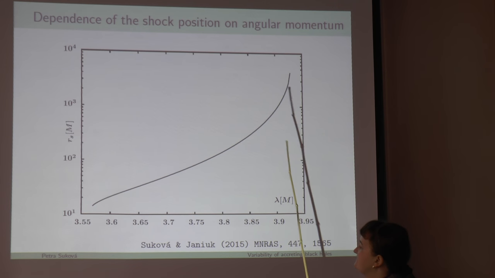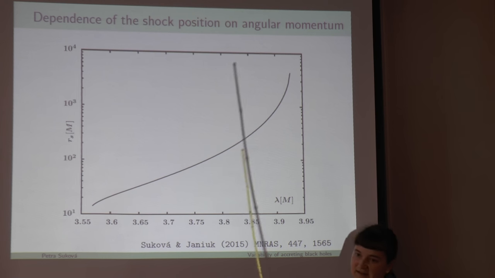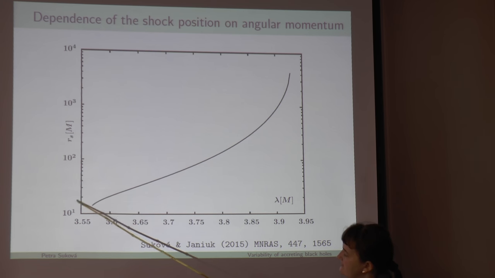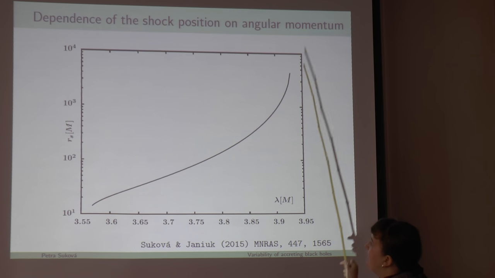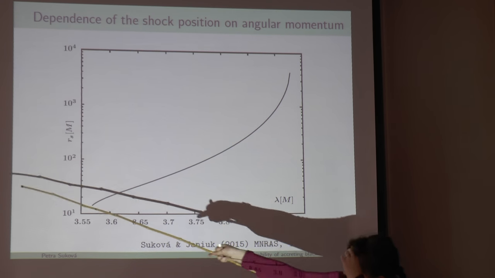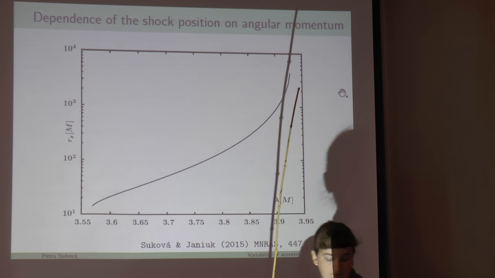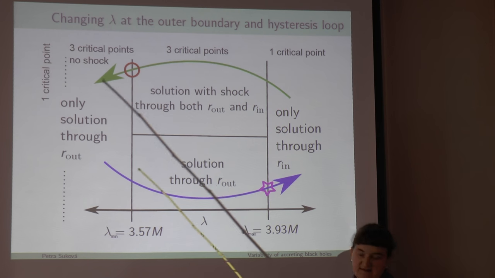The other thing is that we have found out that the position of the shock depends on angular momentum also, and it differs actually quite a lot. So for small angular momentum, it is very close to the black hole, several tenths of m, but it can go up to several thousands of m for our used parameters, the same as there. So now the question is, what will actually really happen when we will change the angular momentum of the incoming matter? So this is depicted on this diagram.